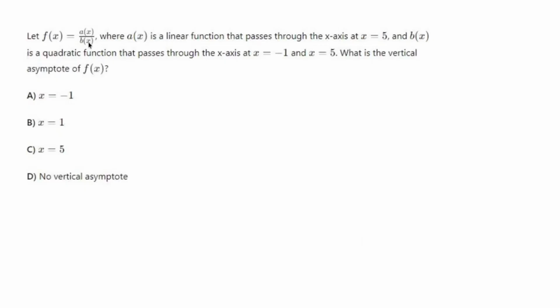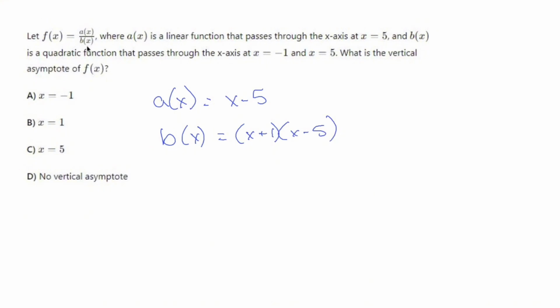Let a of x over b of x be f of x, where a is a linear function that passes through the x-axis at 5, and b is a quadratic function that passes through the x-axis at -1 and 5. All right, so this is what this is saying. A of x has a 0 at 5, which means a of x is x minus 5. B of x is going to have zeros crossing the x-axis at -1, which means a factor of x plus 1, and 5, which means a factor of x minus 5.